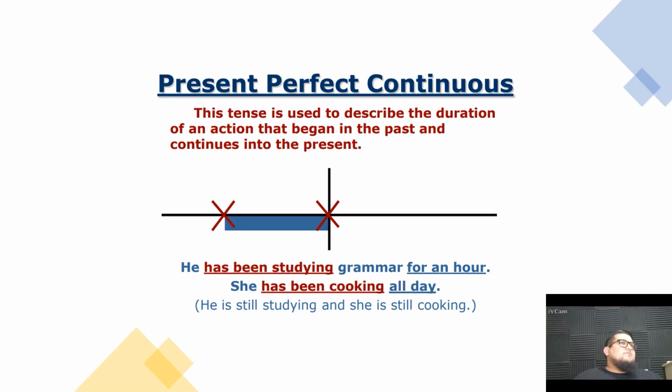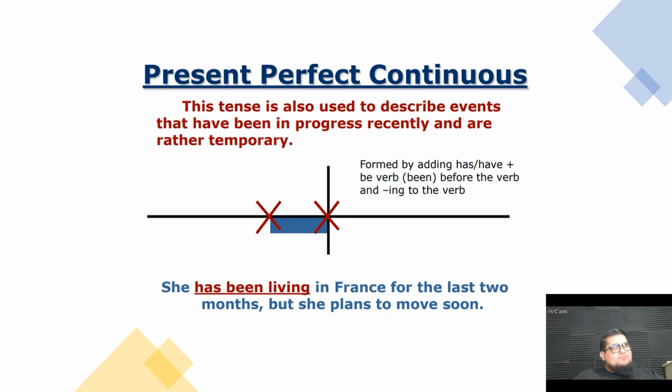The present perfect continuous. This tense is used to describe the duration of an action that began in the past and continues into the present. For example, he has been studying grammar for an hour. Another example, she has been cooking all day.